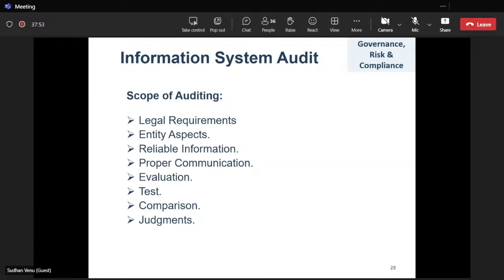And the scope of the auditing: we have several entities, but in terms of scoping the auditing, we have the legal requirement and entity aspects, and the information should be in a reliable format, and you should communicate in the proper manner, and the evaluation should take place, and the test should be in the right place. And the comparison: once the test and evaluation are completed, we have to compare the previous one with the new one. If anything mismatches, we have to restructure it. And judgment: finally the board member of the team will take the judgment process in terms of auditing.